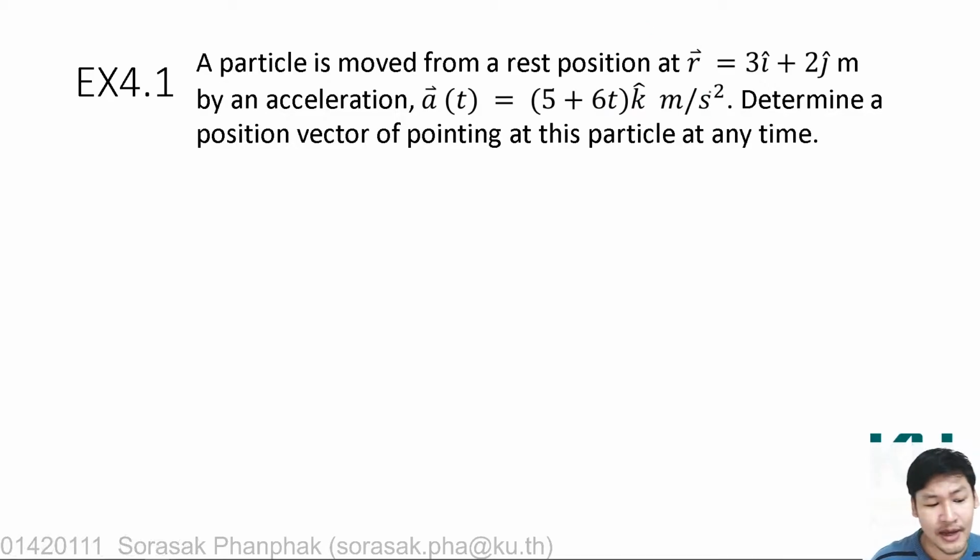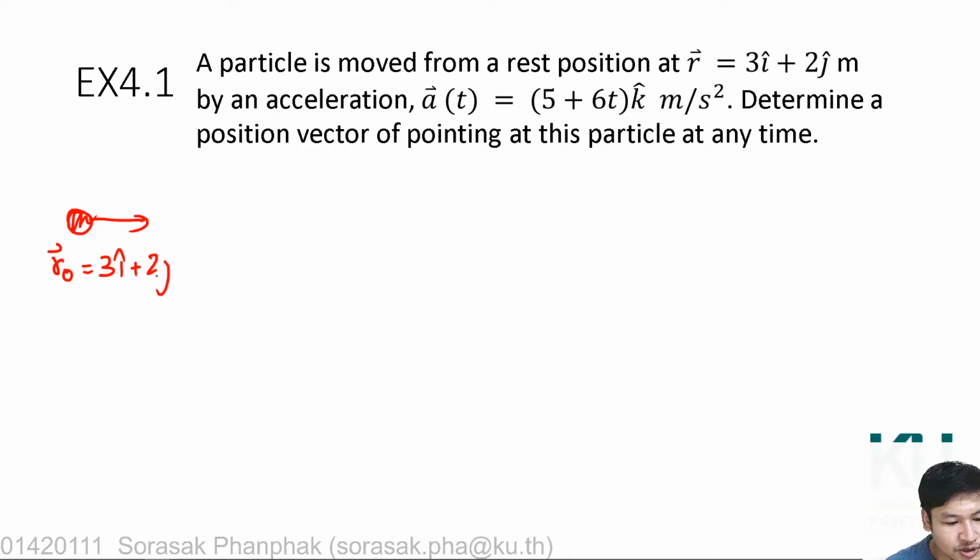Now, from example 1, how can we solve this problem using the knowledge of vectors and all the relations of displacement, velocity, and acceleration? This problem is about a particle that moves from some position, the particle has something acting on it, and so it moves. The initial position, R0, is 3I plus 2J. It has been accelerated with some force, so the acceleration is 5 plus 6t in the k direction.